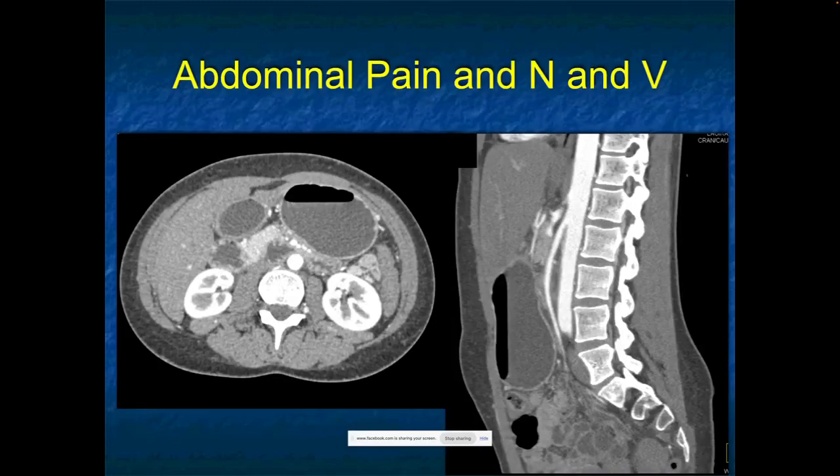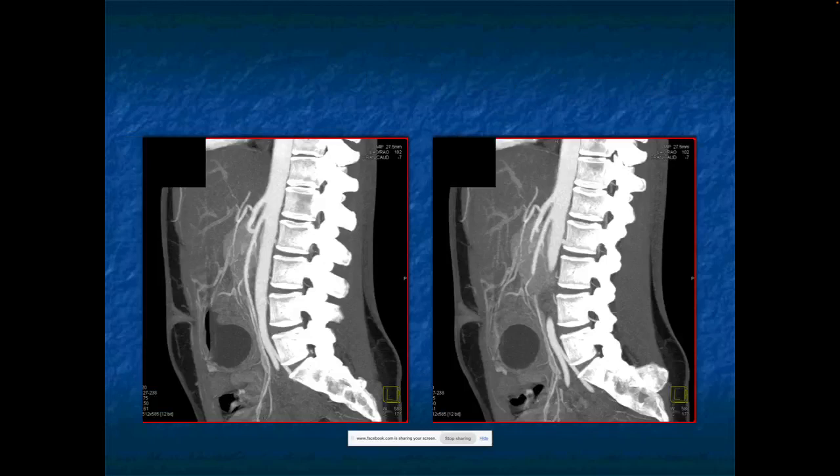Now, what about this patient? Abdominal pain, nausea, and vomiting. Why you always look at the sagittals is shown in this case because there's narrowing of the angle between the SMA and aorta, and the distance is decreased. When you look at the patient's stomach, it's well distended, but then the duodenum is distended.